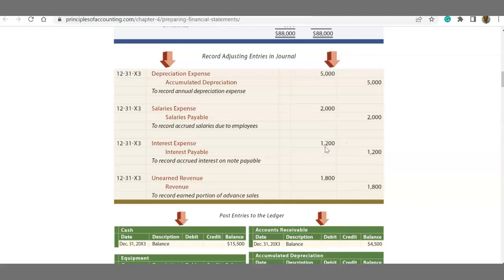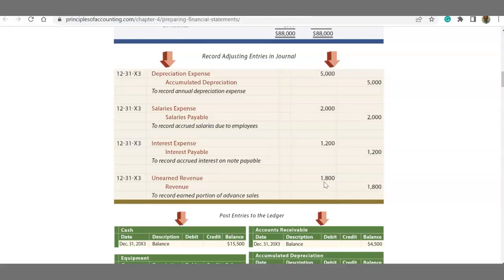Interest expense is for that amount of interest that has been incurred during the period that you need to recognize, which is original principal times interest rate times time. The time depends on how many months have passed. So the expense will be debited to increase the expense, and the liability will be credited to increase and recognize the liability.